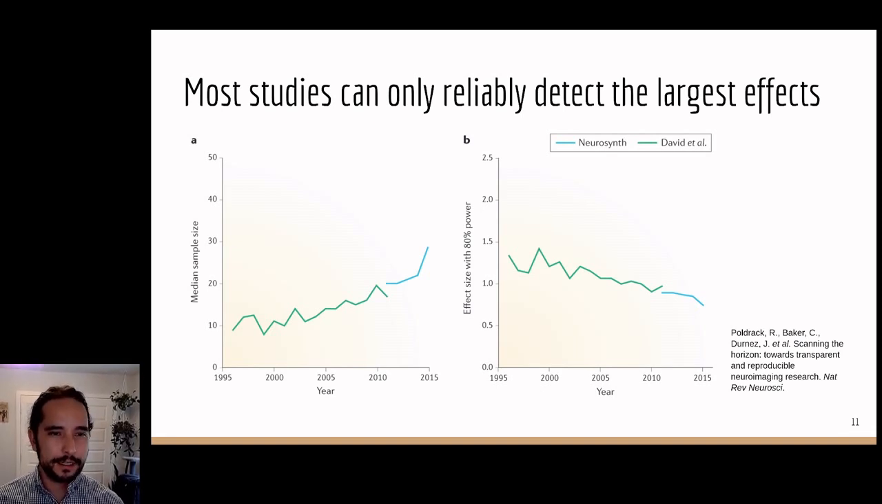Now, the question is, is this enough? Is this a big enough sample size? And the answer is generally no. Even with 30 subjects, we only have about 80% power to detect very large effects. A relatively large effect size of 0.75 is what you can reliably detect with a sample of 30 subjects.